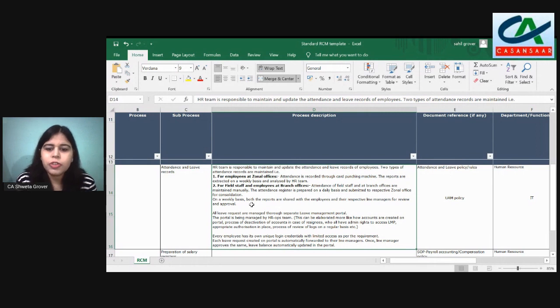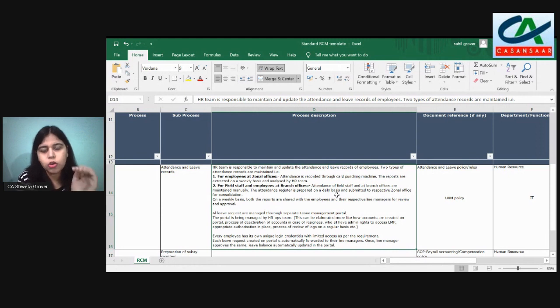But at branch offices, sometimes a company has to rely on manual attendance records, because it's not cost effective to have a card punching machine at every branch office. Same in XYZ company: for field staff and employees at branch offices, they still have a manual attendance register. When you say manual, the risk and control-related risk should come to your mind. So jot down those risks, because that is pertaining to this particular process.